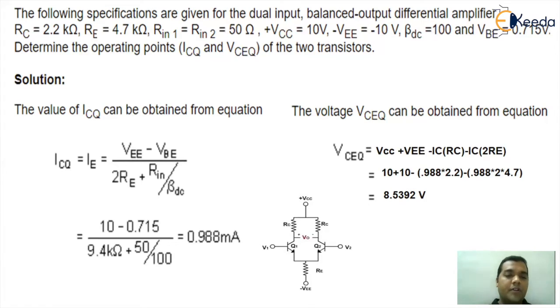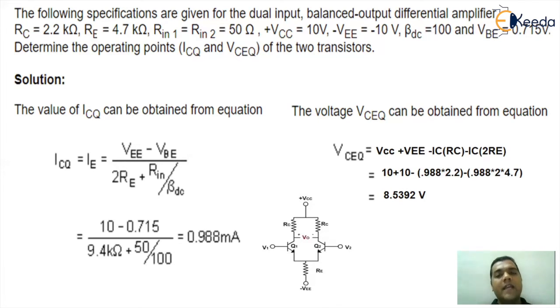On substitution, you get the value of IEQ or ICQ as 0.988 milliampere. Now when we apply KVL to the output loop, you get the value of VCEQ as VCC plus VEE minus IC RC minus IC into 2RE. On substitution, you will get the value of VCQ as 8.5392 volt. This is how you calculate the value of ICQ and VCQ for a differential amplifier.